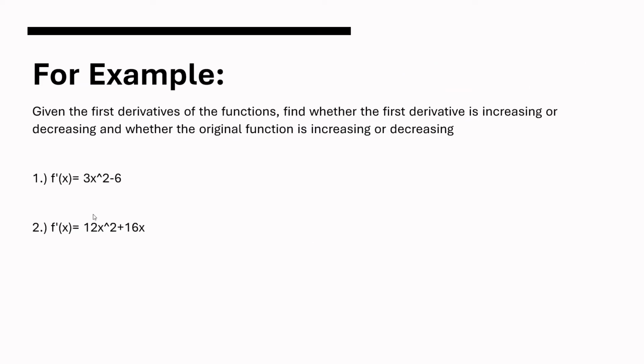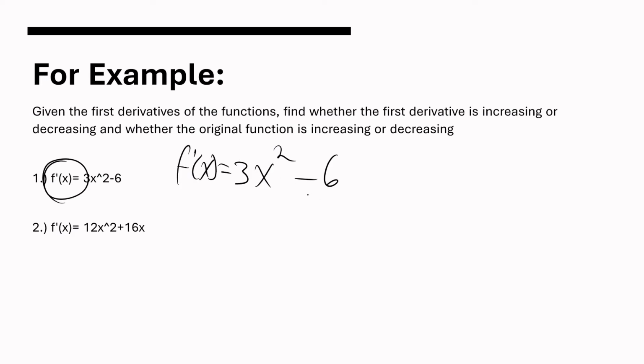So let's look at these examples. First up, we have 3x squared minus 6. You might be thinking to yourself, that's a pretty easy equation. Why would we have to do something like that? This equation given to us is none other than the first derivative. See, it says f prime x. So we know that f prime x is equal to that.